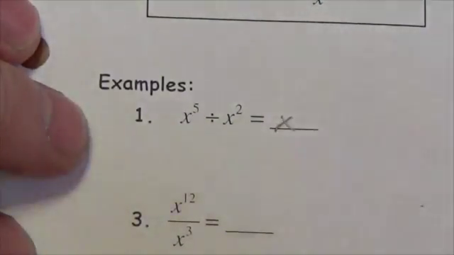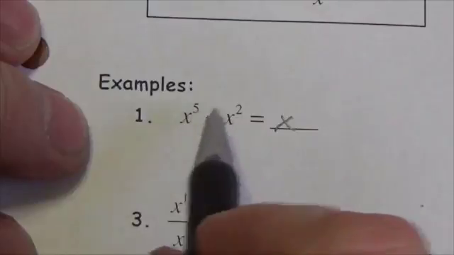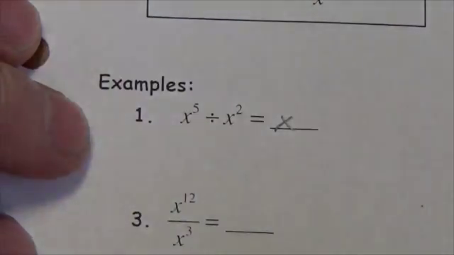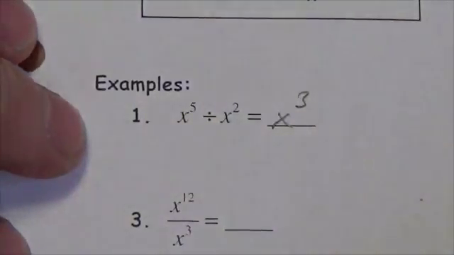Well, that's going to be a power of x, and my exponent is going to be the difference between those two. So 5 minus 2, the answer is 3. So the answer to this would be x cubed.